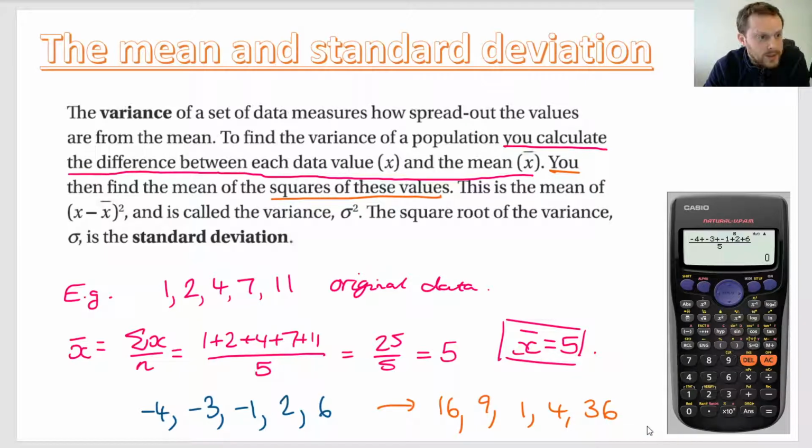And so what that does is it accounts for the fact that if you're 50 below the mean or 50 above the mean, we don't actually care if you're bigger or smaller than the mean. So by squaring everything, we're getting rid of the negatives, essentially. And then what we do is we find the mean of these new numbers, right? So we're going to find the mean of these.